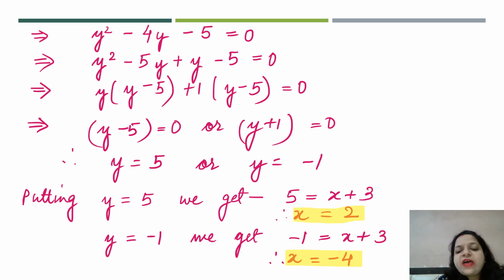Putting y is equal to 5, we get 5 is equal to x plus 3. So x's value will be equal to 2. If we put y is equal to minus 1, we get minus 1 is equal to x plus 3, and therefore x is equal to minus 4.